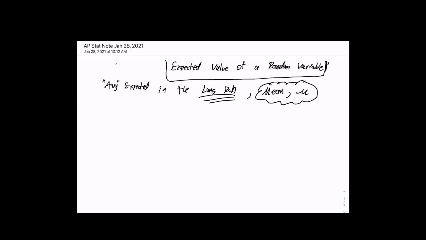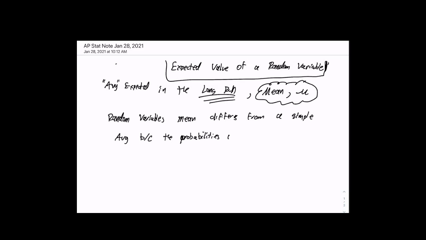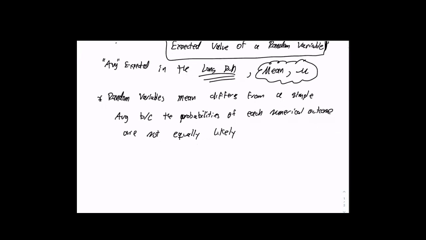And the difference here, we've got to remember that a random variable mean differs from a simple average because the probabilities of each numerical outcome are not equally likely. Okay, they are not equally likely.